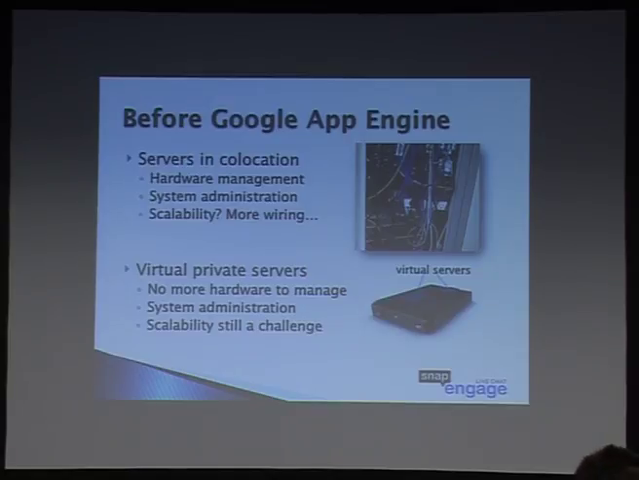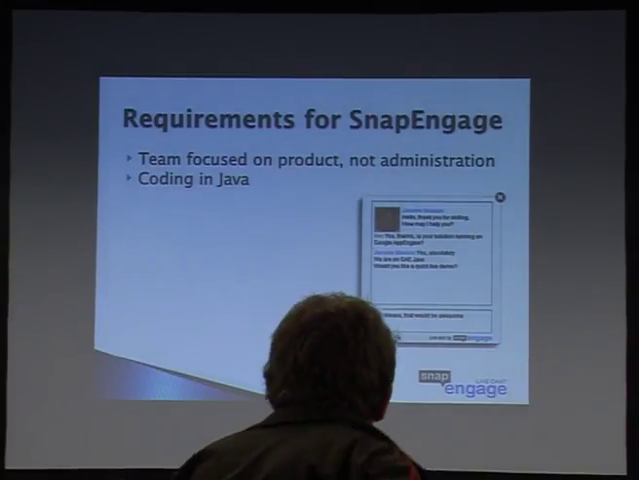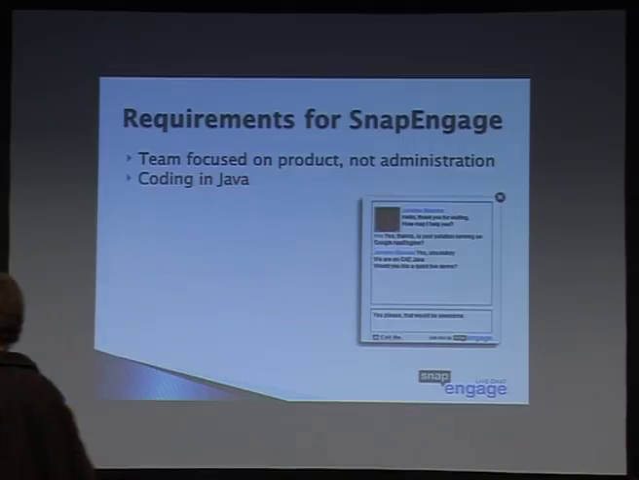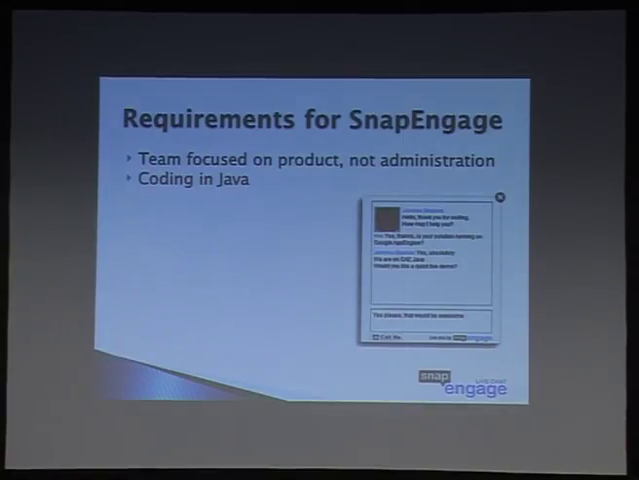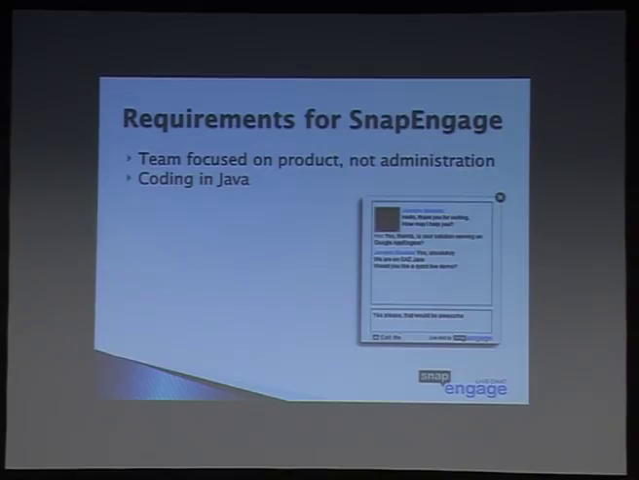It's quite difficult. So when we got together with the team and said, okay, we're going to launch this SnapEngage application, we clearly wanted a small technical team focused on the product, not having to focus on servers and scalability issues. That was one of the key things. The other requirement we had: we were kind of old guys, so Java developers. We wanted a platform that supported Java. At this point, App Engine had both. It was a pretty good start.